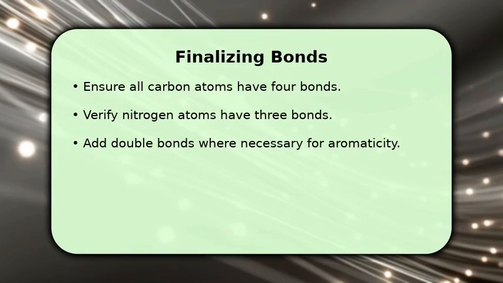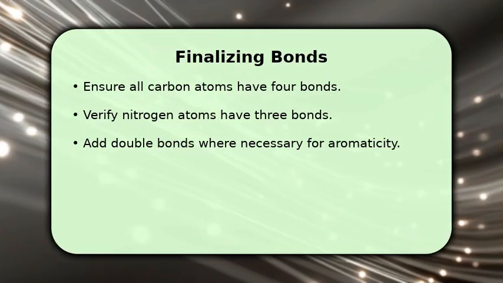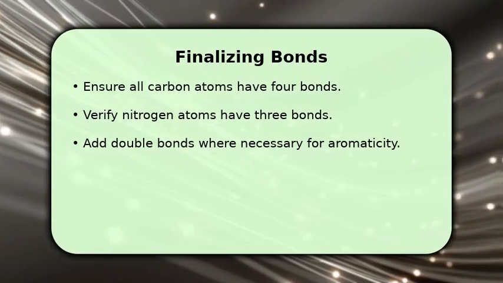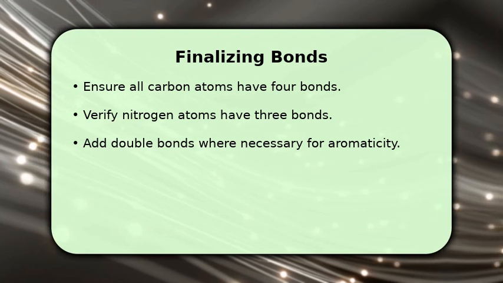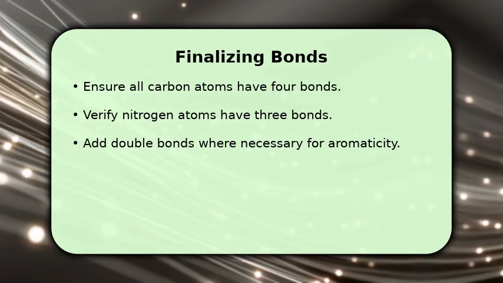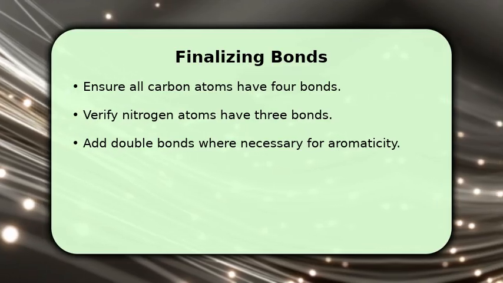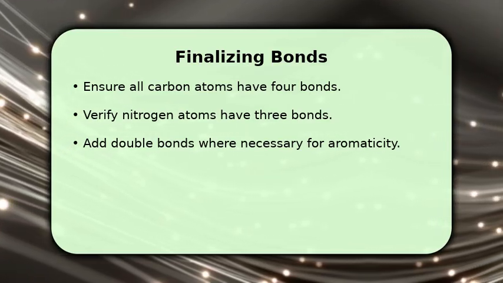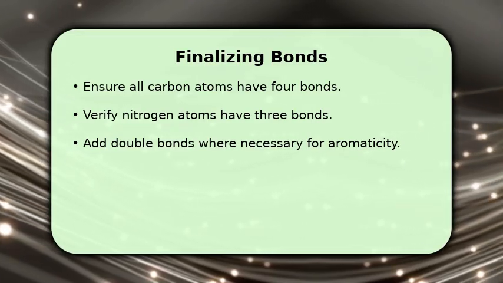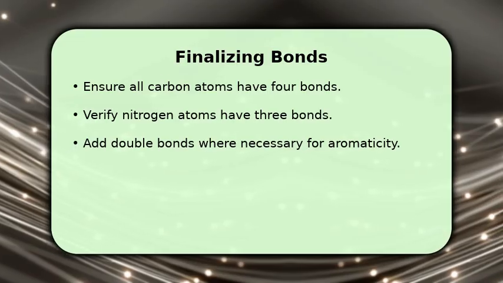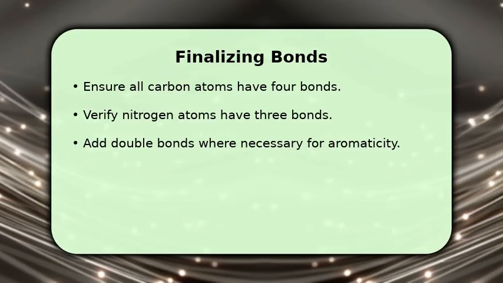To finalize our vitamin B drawing, we need to ensure all atoms have the correct number of bonds. Make sure each carbon atom has exactly 4 bonds, and each nitrogen atom has 3 bonds. Then, strategically place double bonds within the six-membered ring to achieve aromaticity, which is a stable electronic configuration. This step completes the basic skeletal structure of vitamin B.